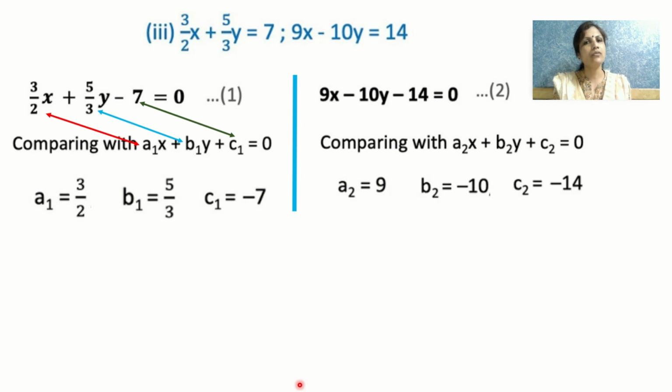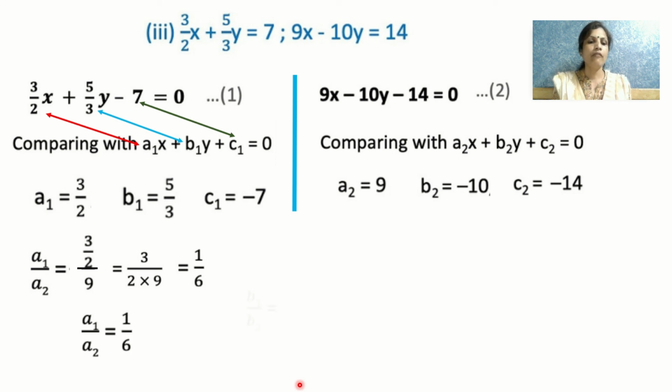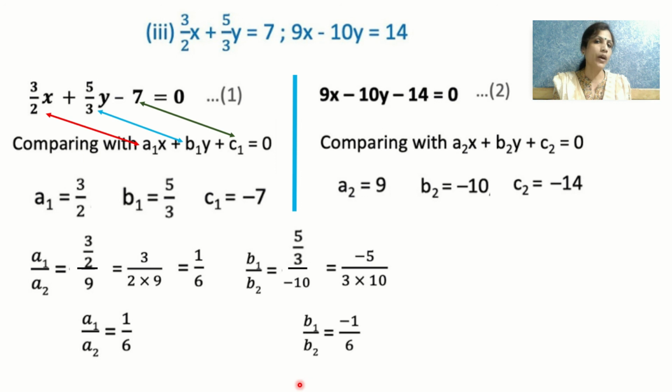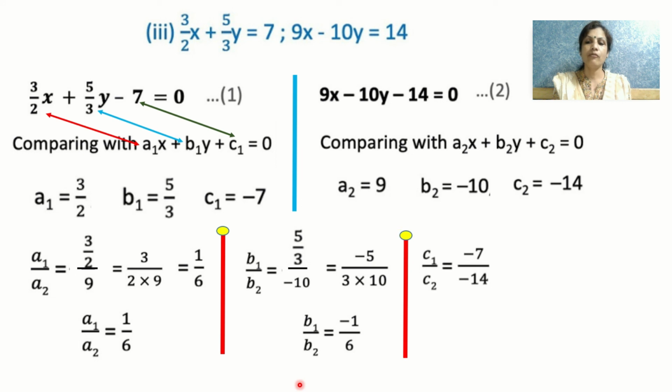Now considering the ratios, a1 upon a2 is 3 by 2 upon 9, and by solving this you get 3 upon 9 into 2, that is 1 upon 6. Then b1 upon b2 is 5 upon 3 upon minus 10, and when you solve it you get minus 1 upon 6. For the third ratio, c1 upon c2, you write minus 7 upon minus 14, that is 1 upon 2.